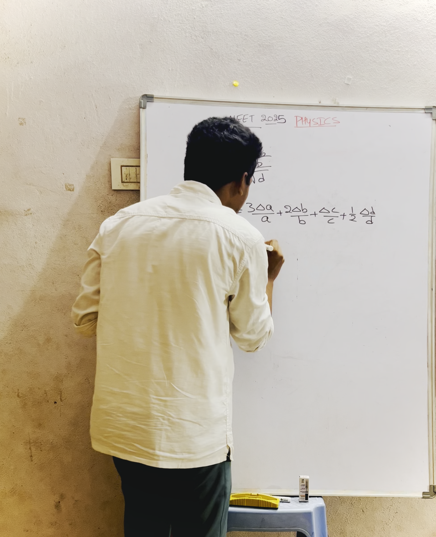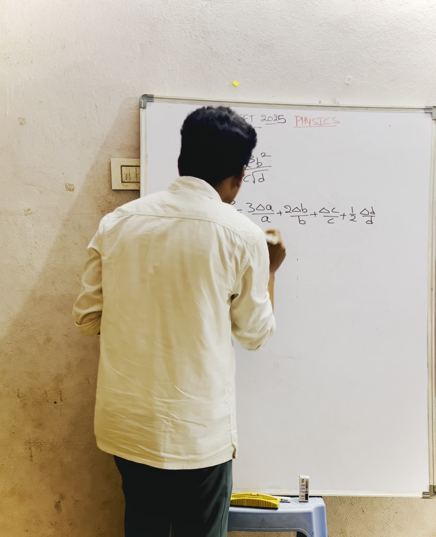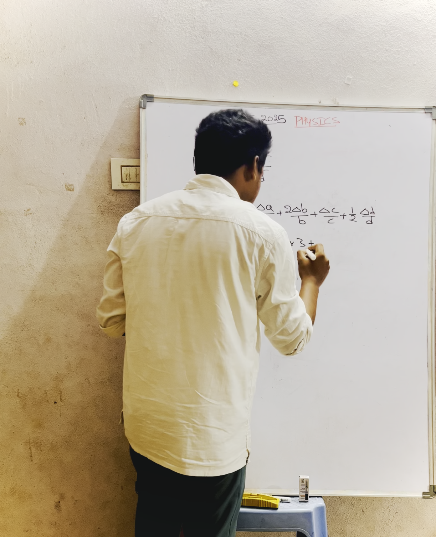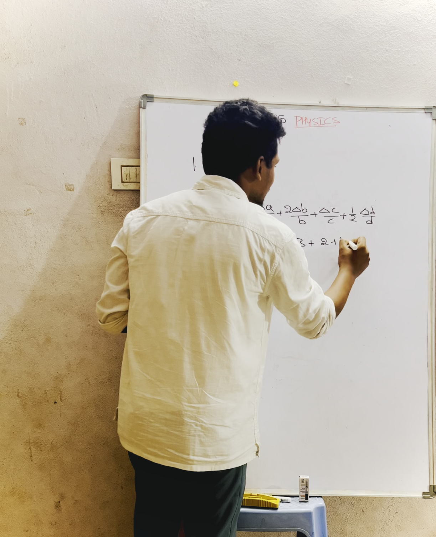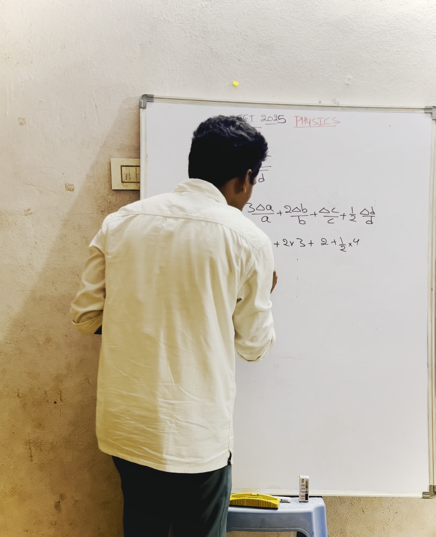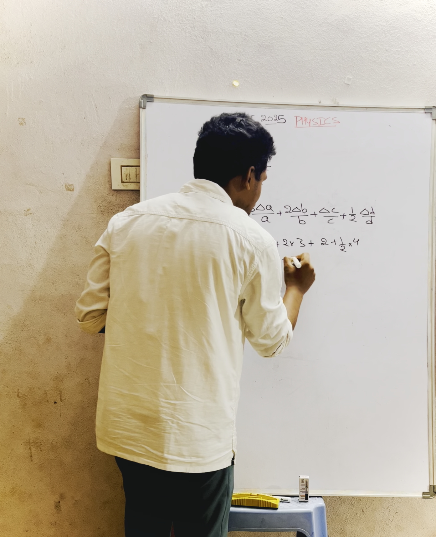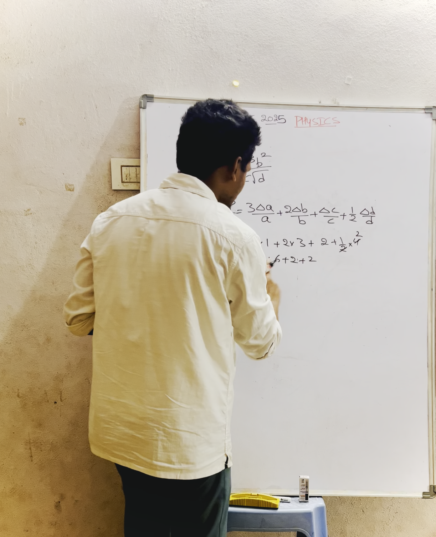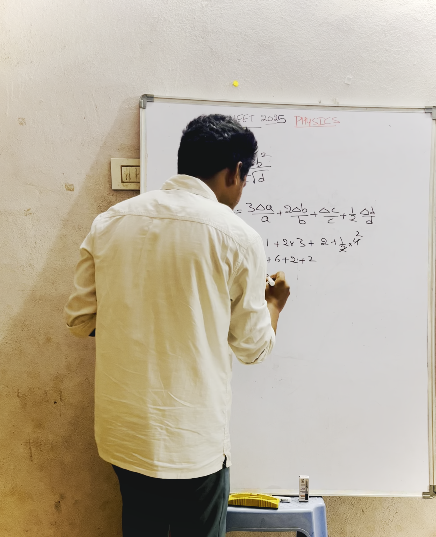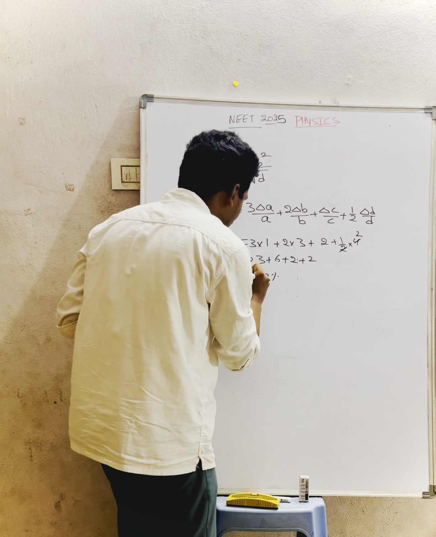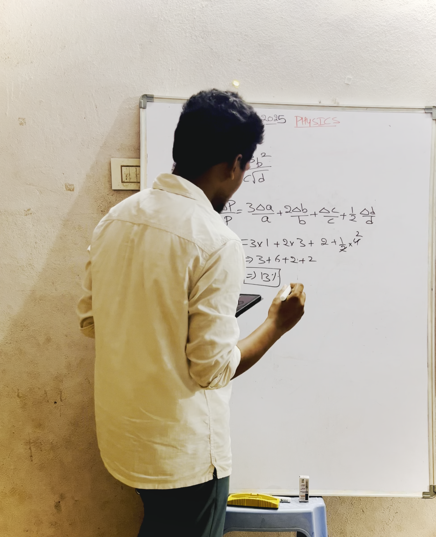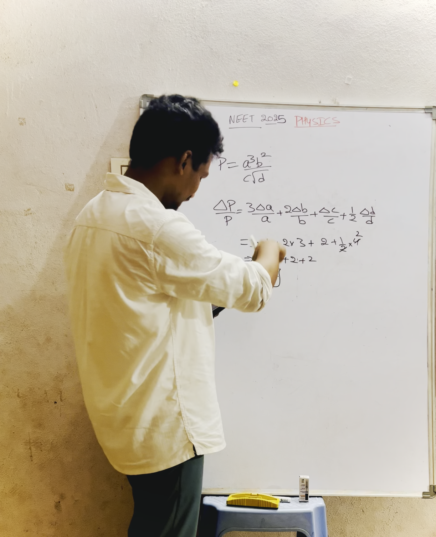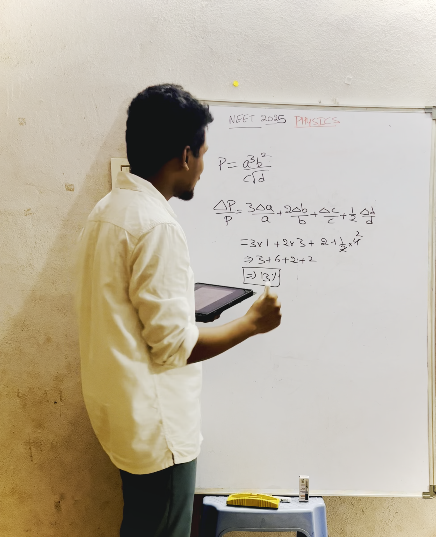So this is 3 times delta A by A, which is 1, plus 2 times delta B by B, which is 3, plus delta C by C, which is 2, plus half of delta D by D, which is 4. Now this turns out to be 3 plus 6 plus 2 plus 2, which is 6 plus 2 is 8, plus 2 is 10, plus 3 is 13. 13% is your answer. So this is your final answer. So let's put it in a rectangle since this is our final answer. So this is all about the first question, and now let's check out the second question.